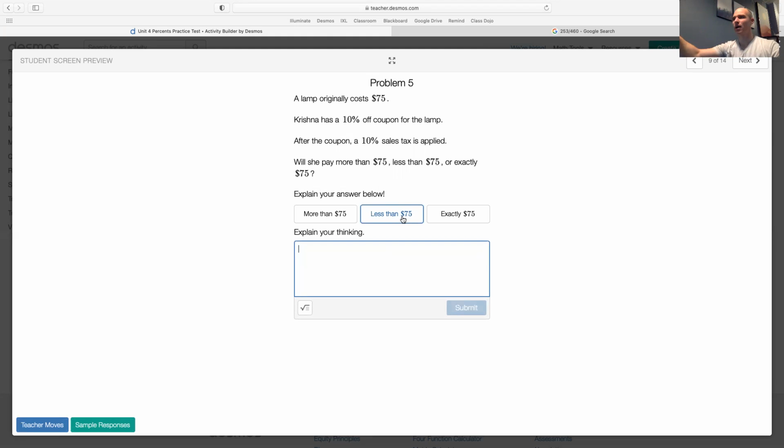In this case, the 10% off happens first from the $75. So that's gonna be $7.50. So now you're down to like $67.50 or something like that. So when you increase that by 10%, you're not going to increase it by $7.50 like when you went down. You're only going to increase it by like $6.75 or whatever. So you won't get back up to 75, and it always happens that way. So I'm going to click less than.